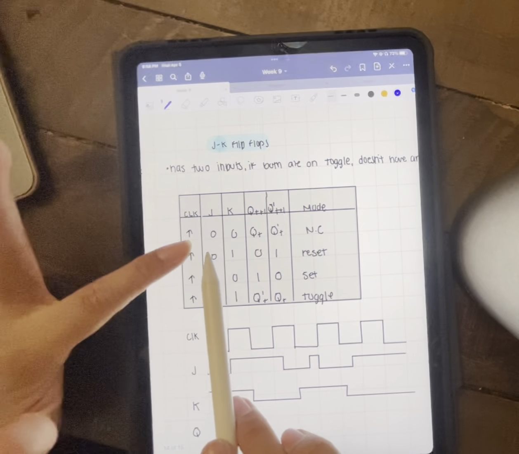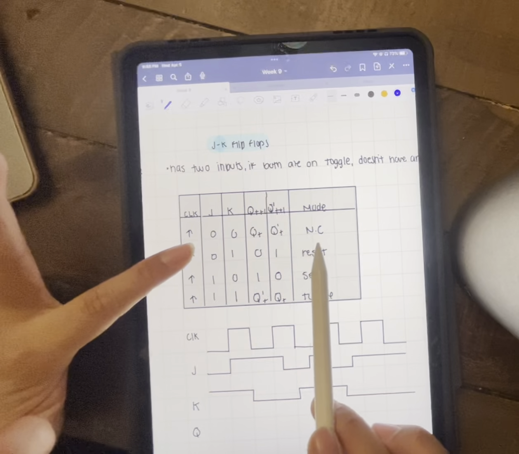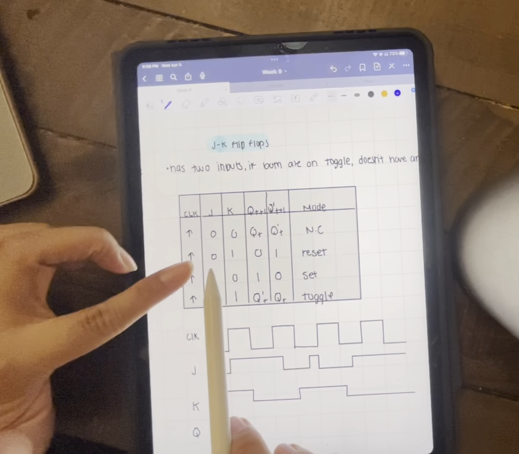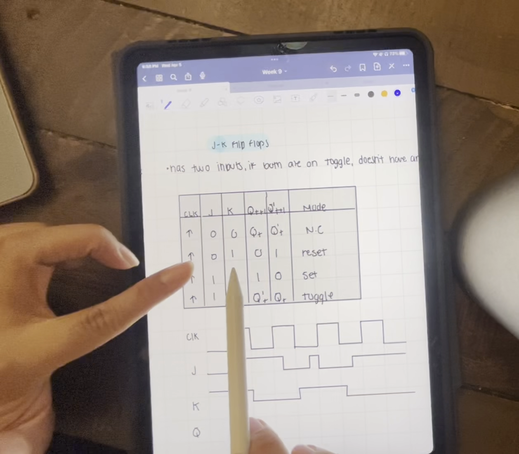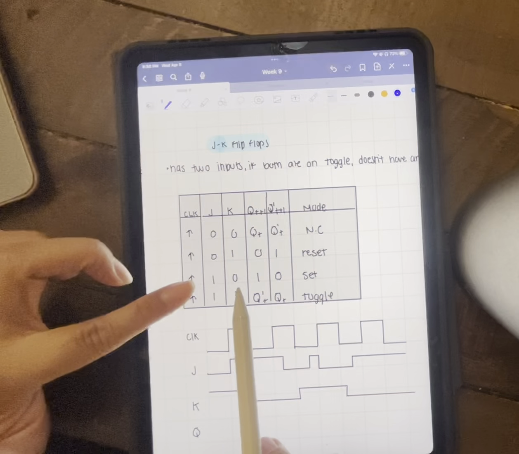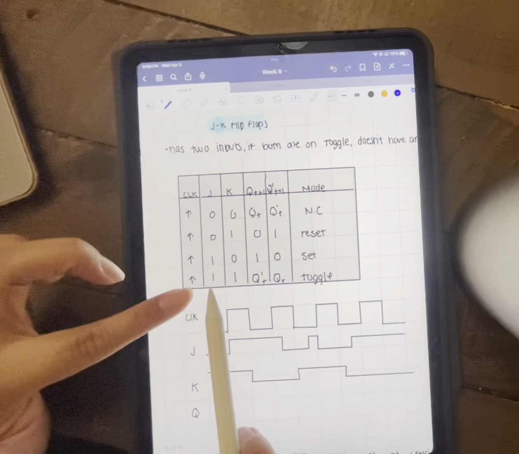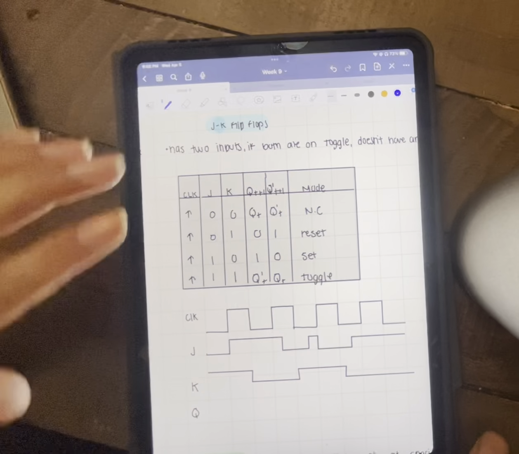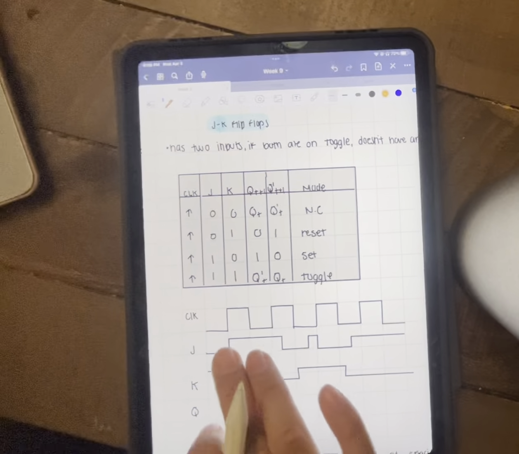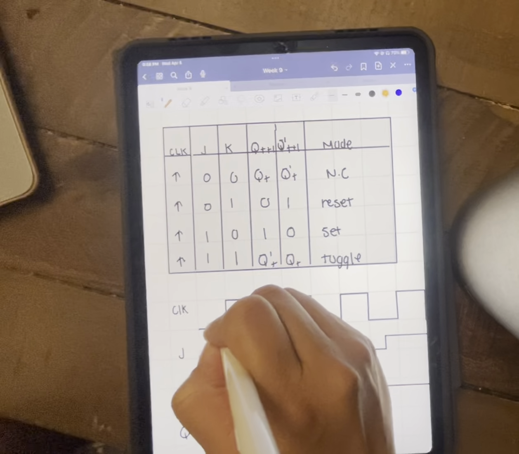So if J is off and K is off, there's going to be no change in the mode. If 0 is for J and 1 is for K, it's going to reset. If 1 is for J and 0 is for K, it's going to set. And if both of them are on, again, it's going to toggle. So right here, we're looking at the positive edge, the part where it goes up.